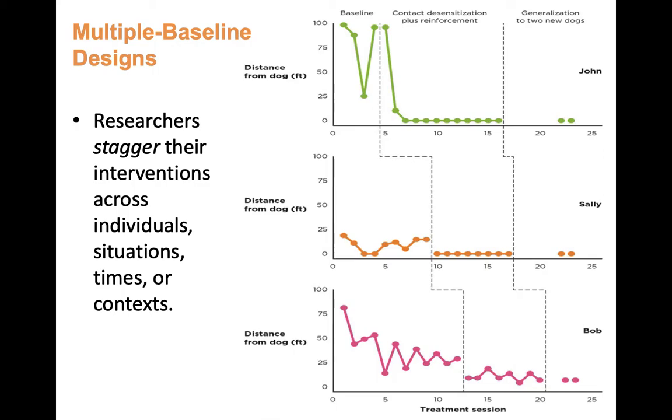Okay, second example is a multiple baseline design. So in a multiple baseline design, a researcher staggers their intervention across situations, across times, or across contexts in order to rule out different alternative explanations. So in this example that we have here, it's based on the phenomenon that up to 30% of children with autism express a fear of dogs.